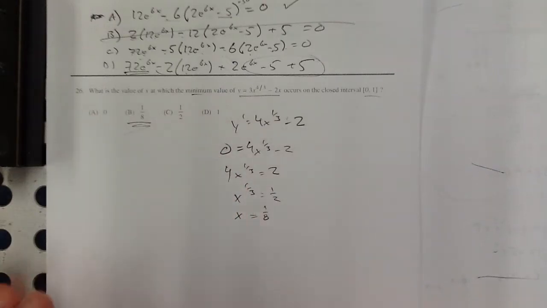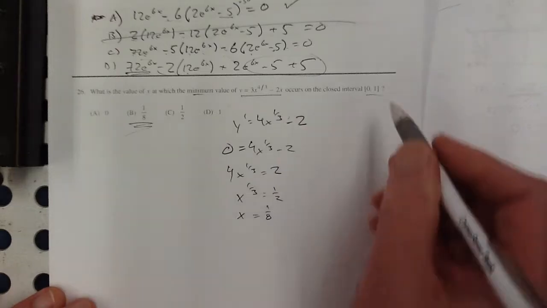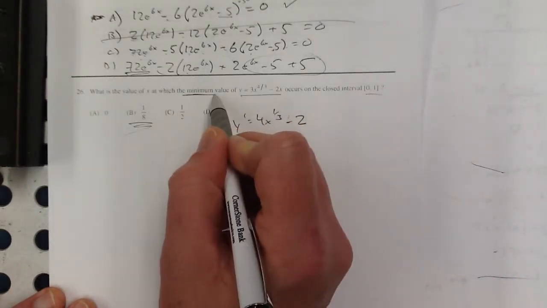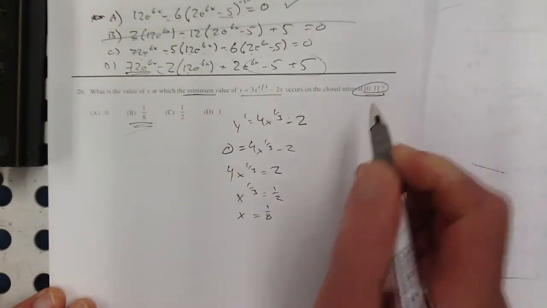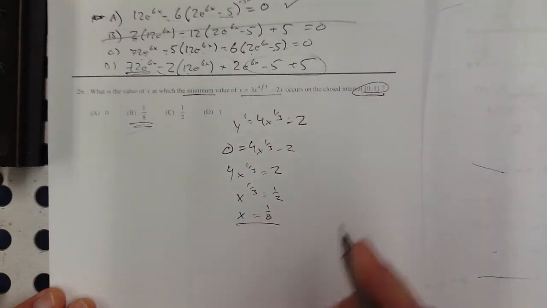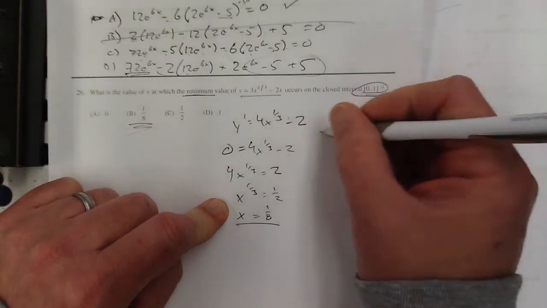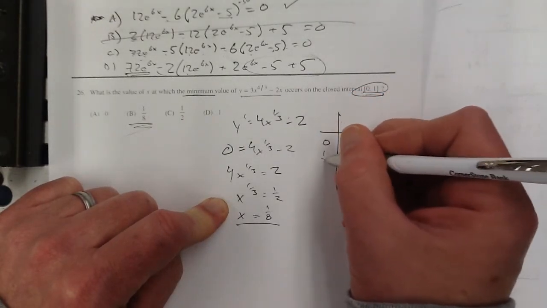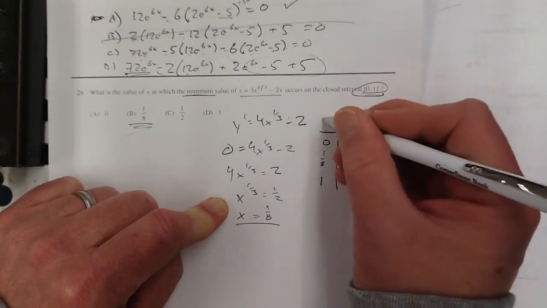But before we just jump in and pick that, I need to understand I'm looking for a minimum value on a closed interval. So the minimum could happen here, but it could happen at the endpoints also. So I need to test these and see what happens at those values.